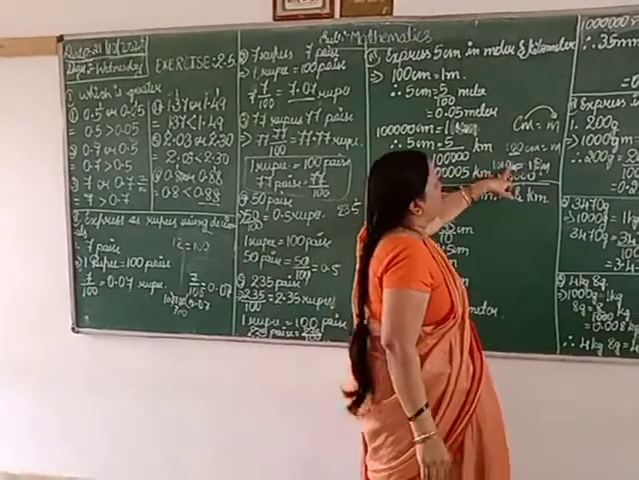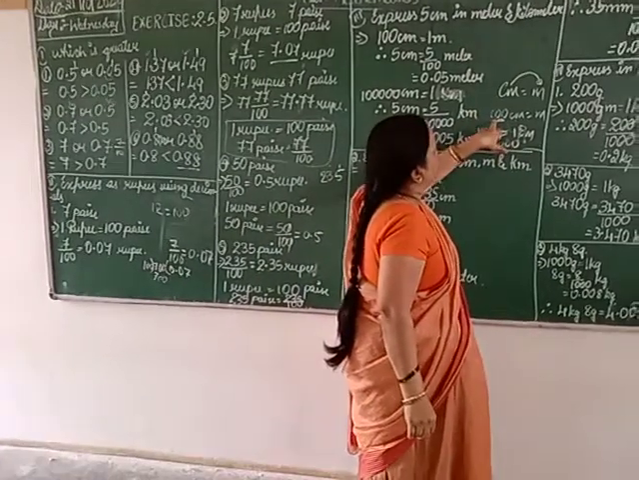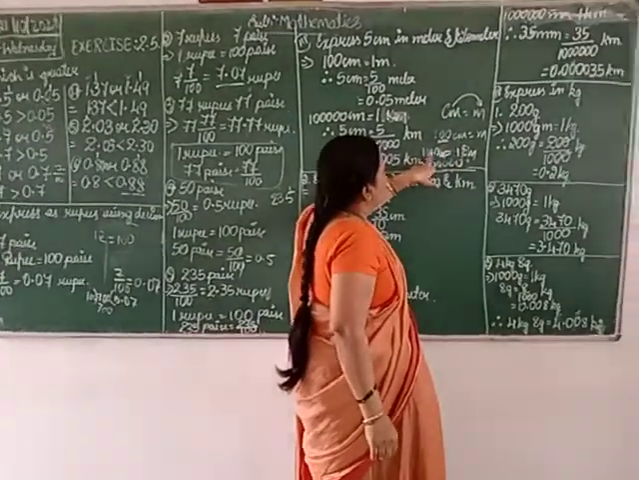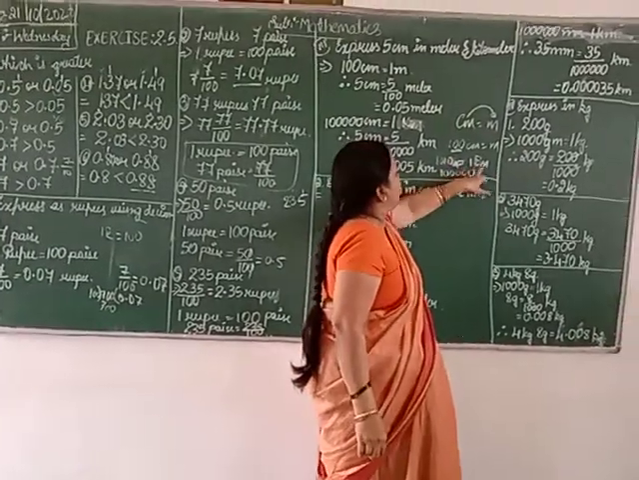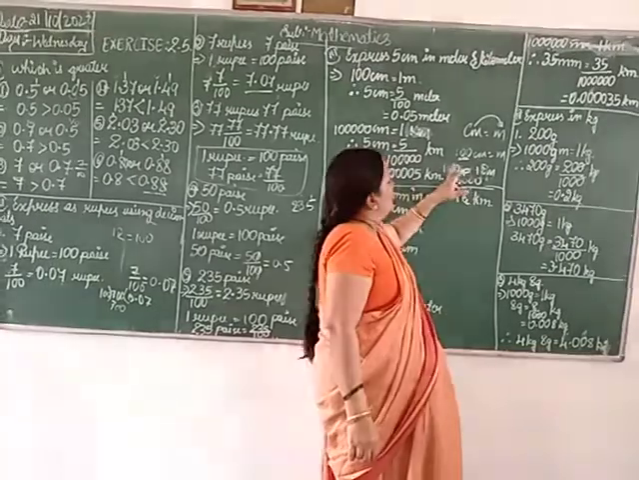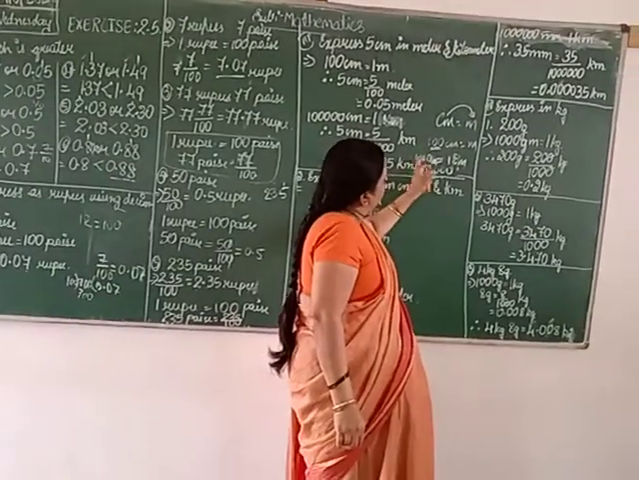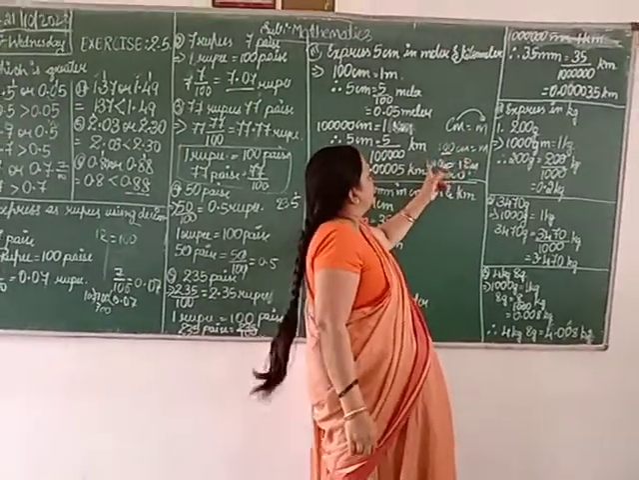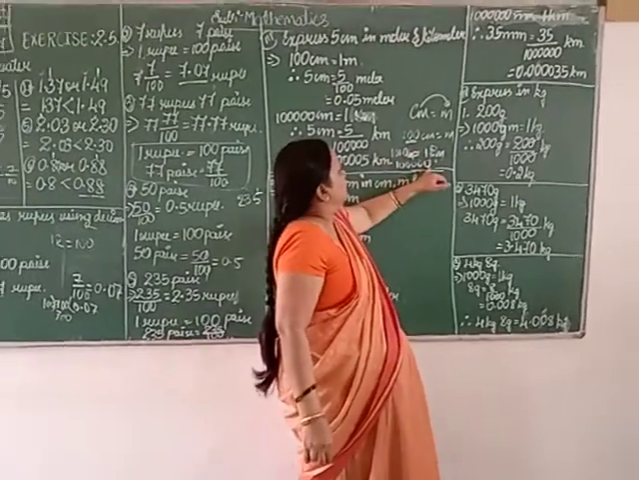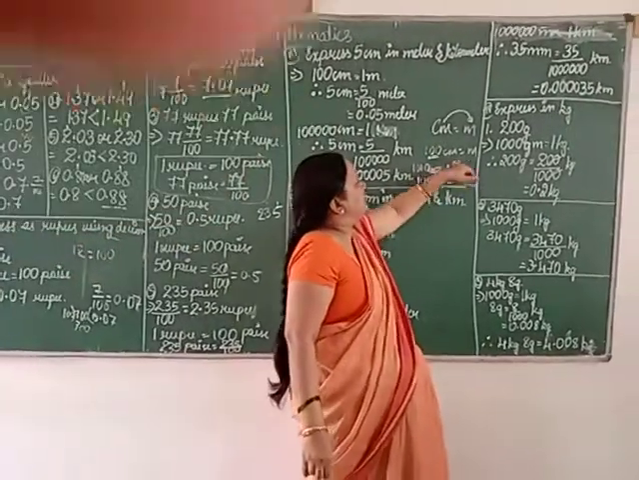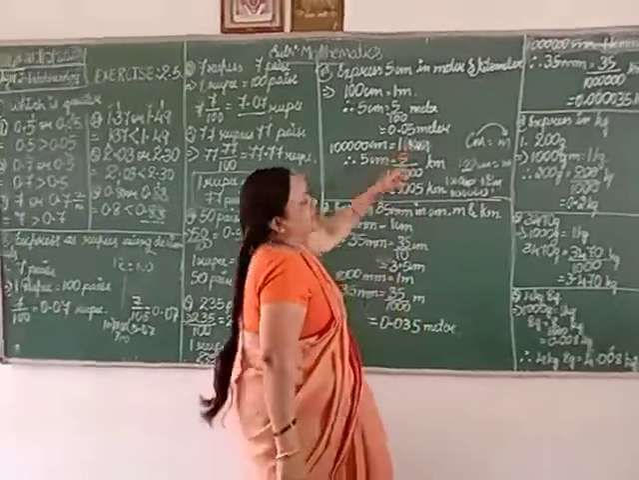You got it now? How we got it? First we have to convert meter to kilometer. 1000 meter is 1 kilometer, but 1 meter is 100 centimeter. So if we multiply those two, we get so many centimeters. That is, 1 lakh centimeter is equal to 1 kilometer.